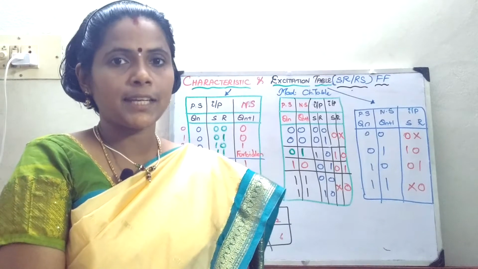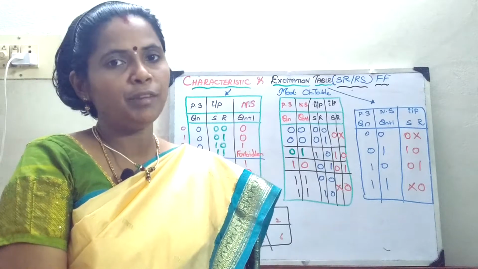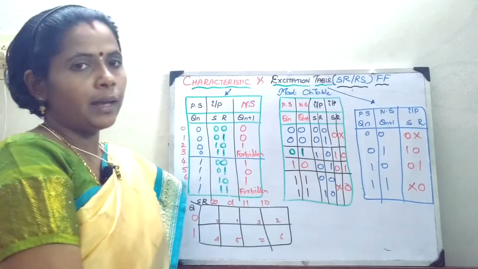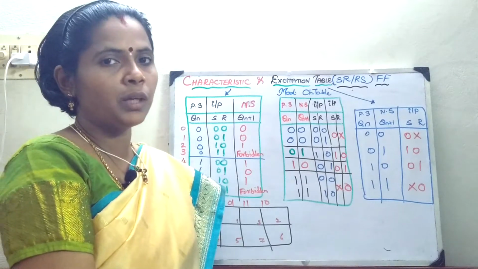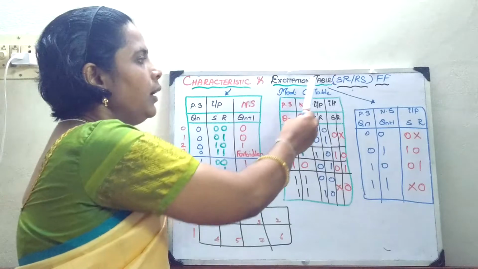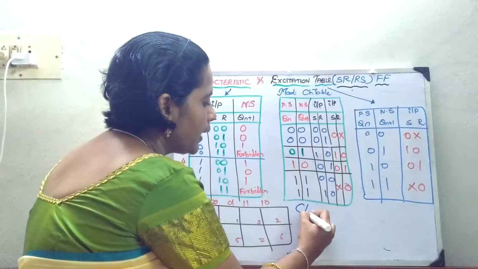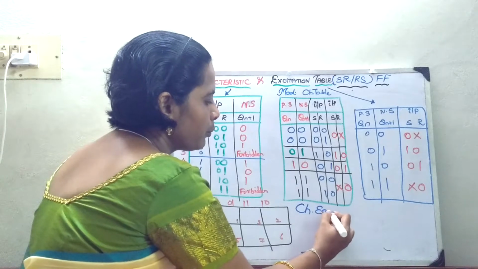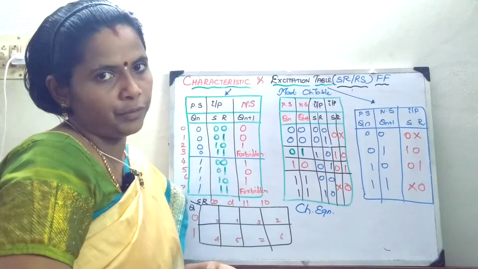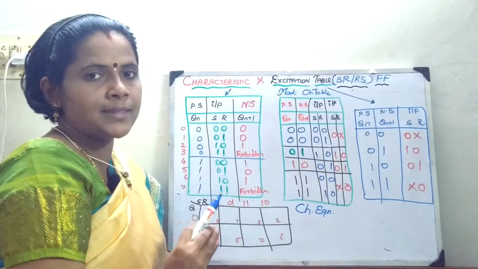In the earlier session, we have seen the working of the SR flip-flop. In today's session, three important characteristics we should derive from the SR flip-flop: the characteristic table, the excitation table, and the characteristic equation. So, in today's class, we will see how to derive this. The first one is, what is the characteristic table?